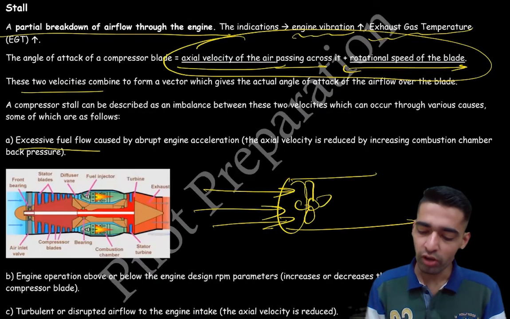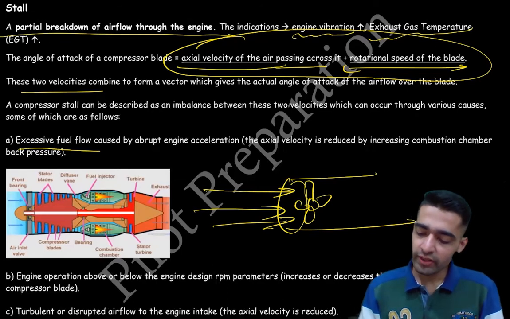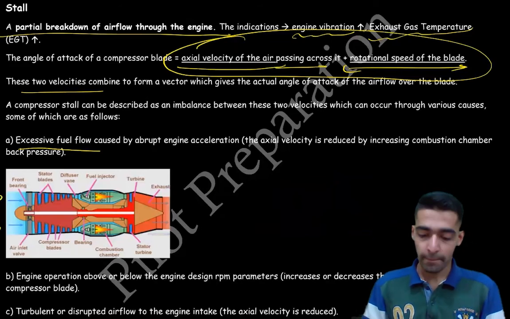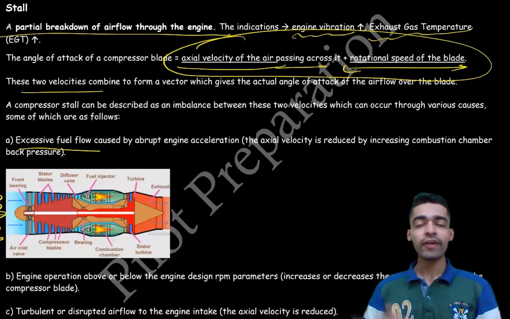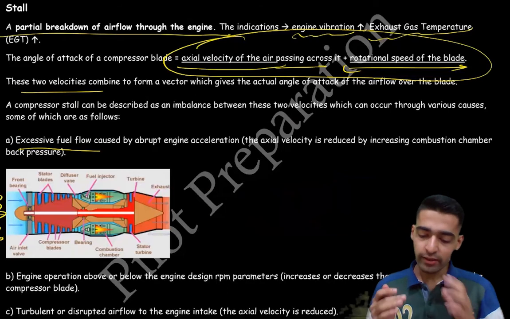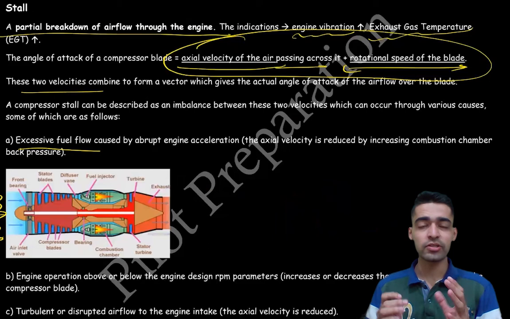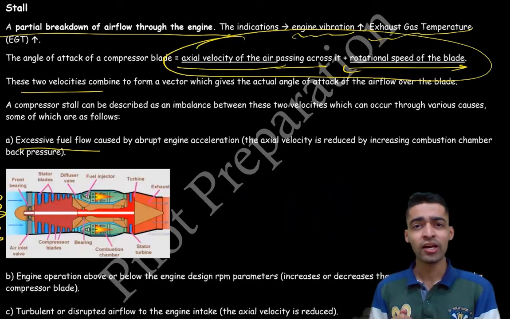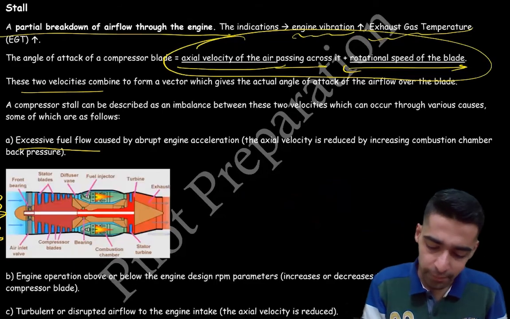Excessive fuel flow caused by abrupt engine acceleration. What we know, when we have an engine like this, if it is not accelerating, the air is coming like this. But when it accelerates, more air will be coming like this. If more air is coming, and if the engine is not very much prepared, or if we can say the fuel combustion chamber is very small, it cannot take a lot of air which is coming inside. So what will happen? After a certain time, this will be producing a back pressure.